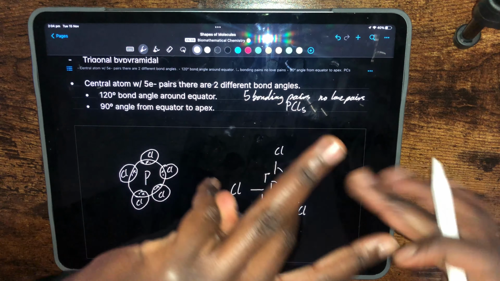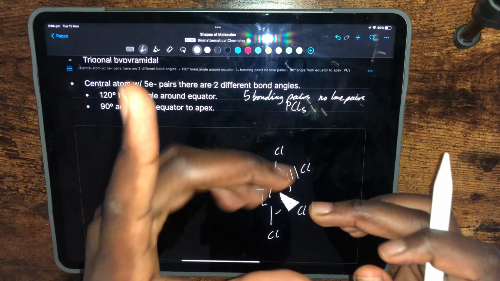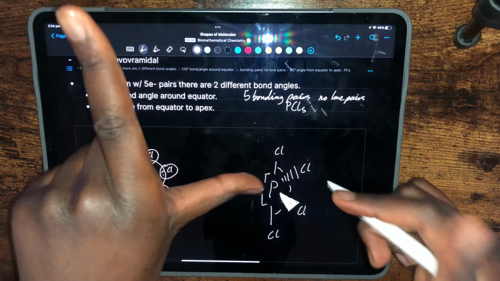It's not. One is going from here to here, like going from that angle. I've just shown it so you can see it, but really, from here to here to here to here is more like that. So there's a 120 degree bond angle between each of these.